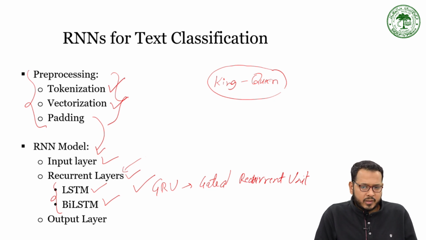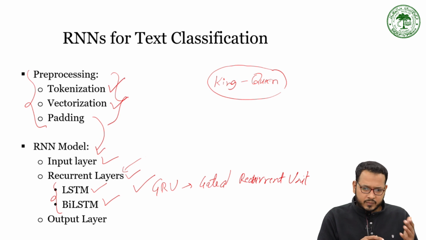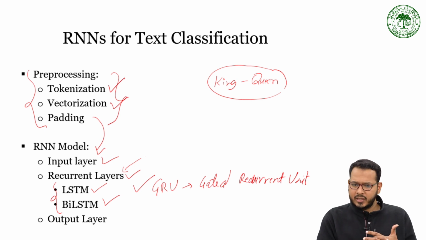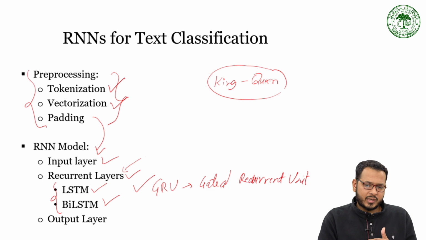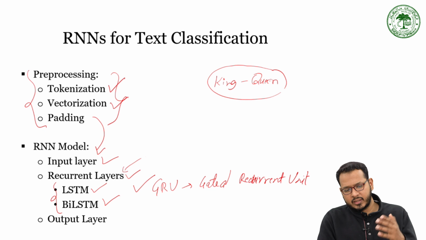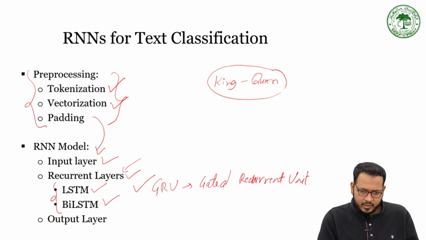Finally, we have the output layer. This layer uses the final state of the recurrent layers to classify the text into one of the categories, yes or no, or if it is multi-class classification, then into some specific category. For binary classification, a single neuron is used with a sigmoid activation function, but for a multi-class classification problem, multiple neurons are there in the output, and the softmax activation function is used, where each unit in the output layer represents a specific class.